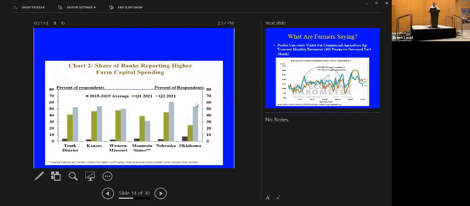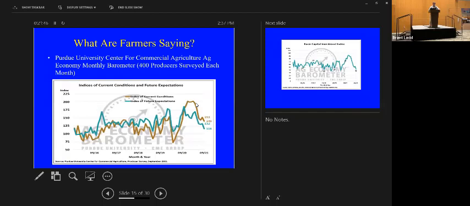Farmers in a buying mood. I don't think that's a surprise to anyone. The question is, can they find anything to buy? So that's what the lenders are telling us, or at least telling the 10th District Federal Reserve.